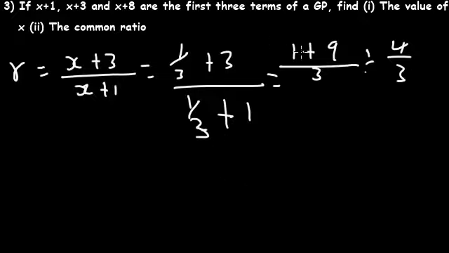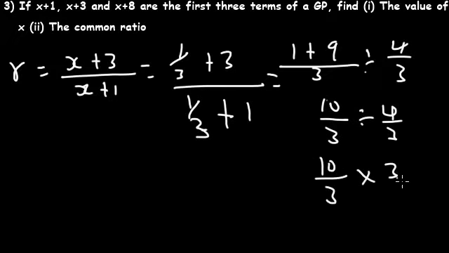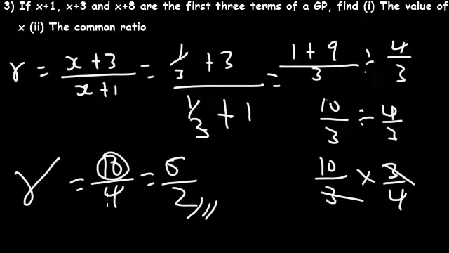Now, 1 plus 9 is 10. Divided by 4 over 3. And right now, we can use the concept of keep, change, and flip and have 10 over 3 times 3 over 4. So these 3s cancel out, and we have our common ratio r becomes 10 over 4. So this fraction can be simplified to 5 over 2. So 2 in 10 is 5, and 2 in 4 is 2. That is the solution to the common ratio.